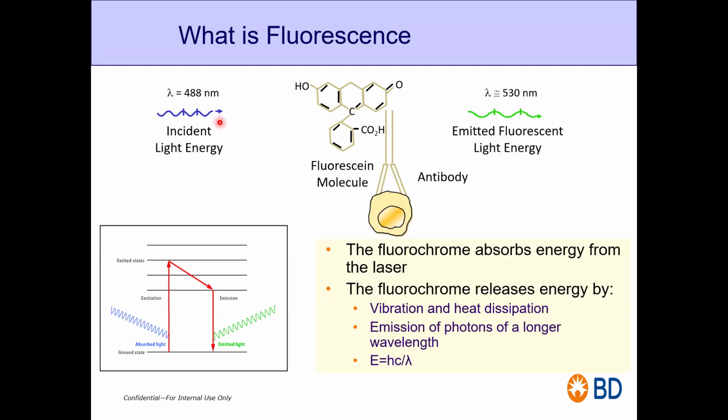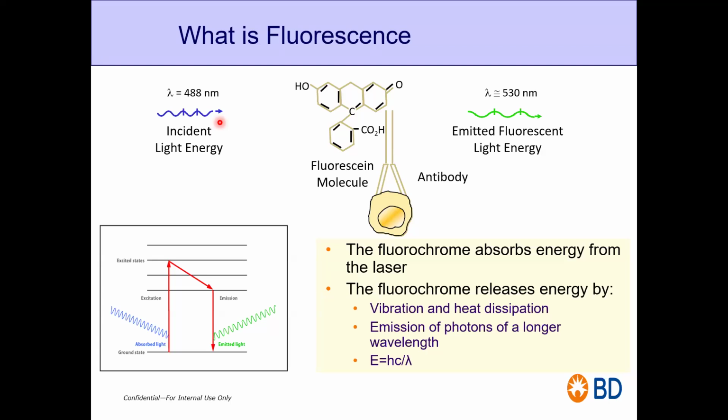When it comes back, the energy is lower, so that's why the wavelength is higher. That's why your excitation wavelength is lower. Let's say if we talk about FITC, it excites at 488 and then emits at 530 nanometers. So it means the emission wavelength is always greater than your excitation, and excitation is always lesser than your emission. That's how we get the graphs.